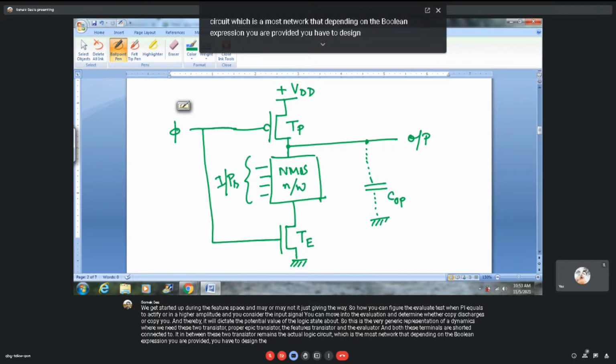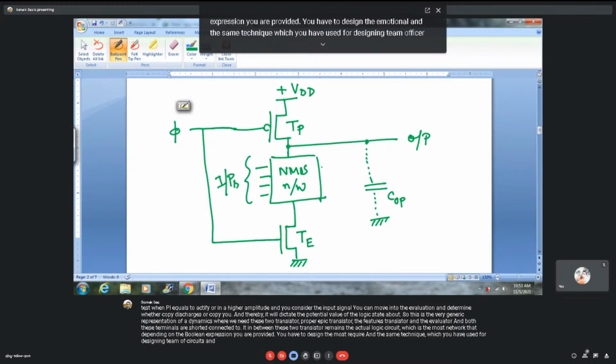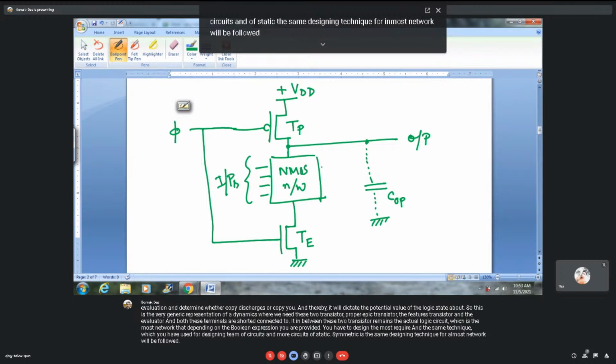And the same technique which we have used for designing static CMOS circuits will be followed for designing the NMOS network. There will be transistors aligned within this NMOS network, where you can provide inputs and receive the output accordingly.